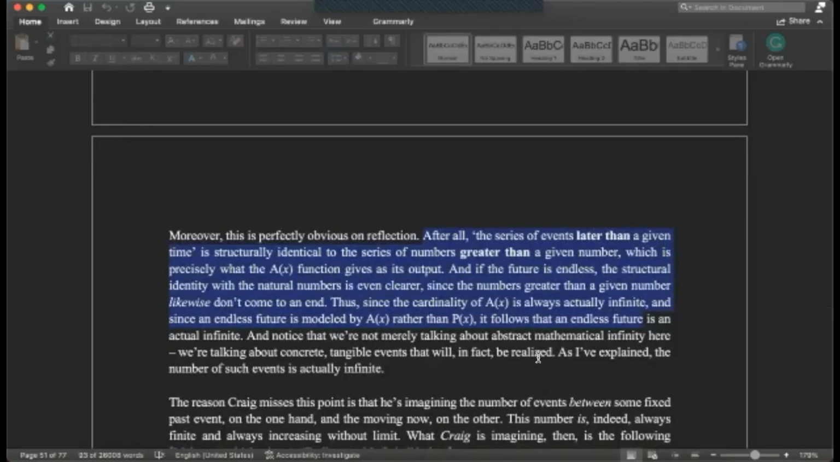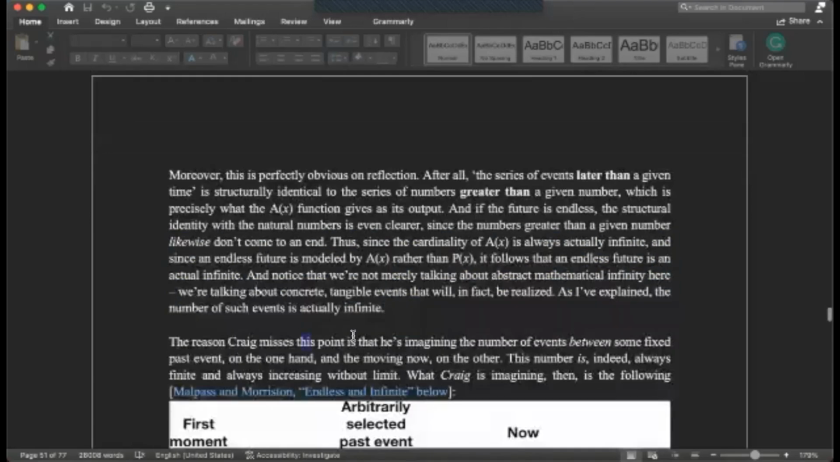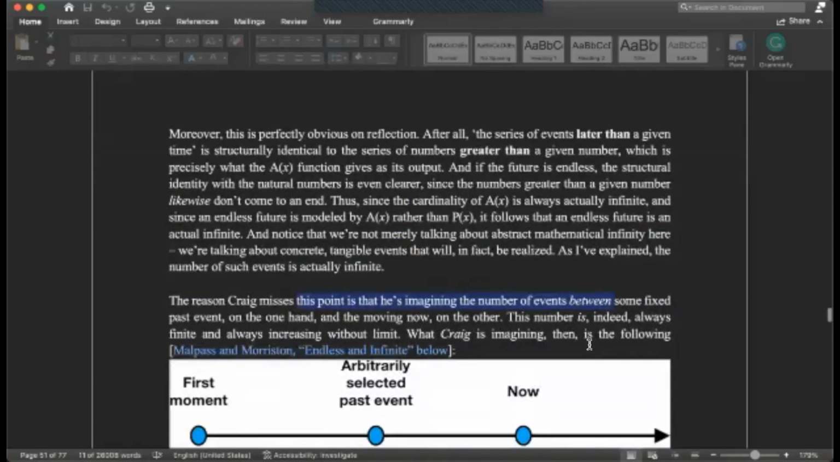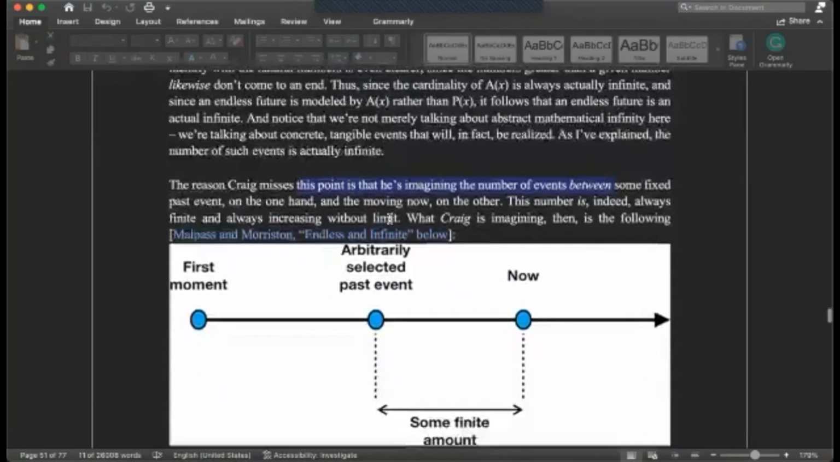And notice that we're not merely talking about abstract mathematical infinity here, right? We're talking about concrete, tangible events that will, in fact, be realized. As I've explained, the number of such events is actually infinite. The reason Craig misses this point is that he's imagining the number of events between some fixed past event on the one hand and the moving now on the other. This number is indeed always finite and always increasing without limit. Right? So that is a potential infinite.